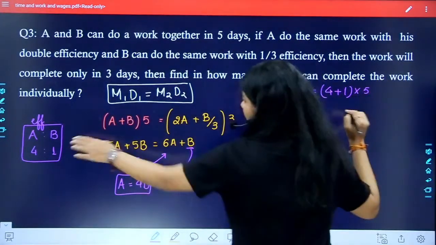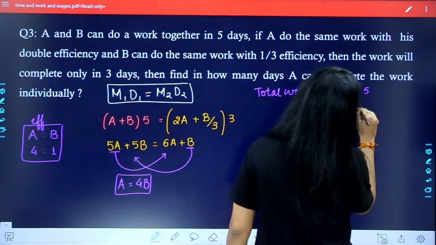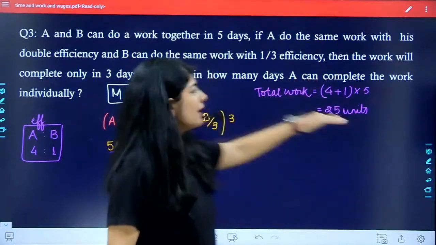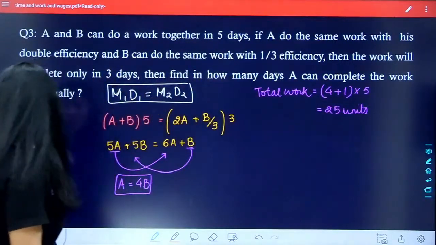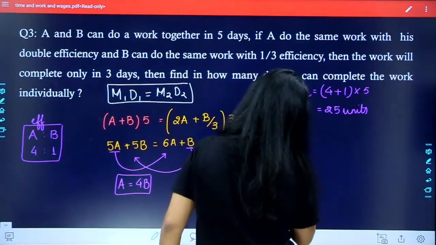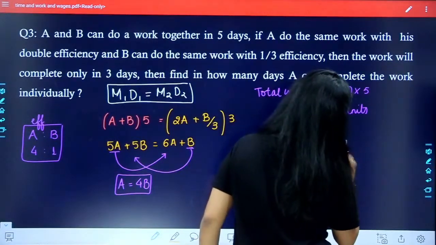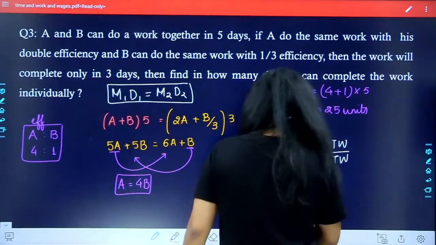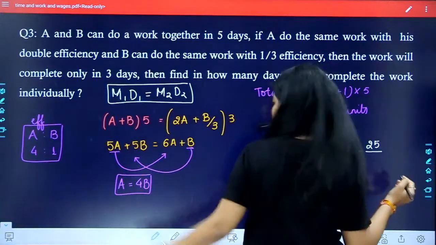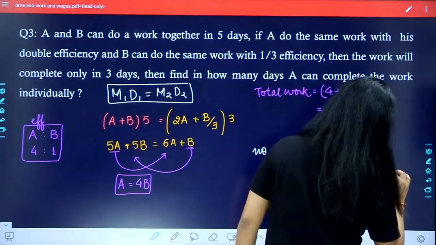I just simply put the values in this part and I am getting my total work as 25 units. Now this 25 units has to be done by A alone with the efficiency of 4, and to calculate the number of days, all we have to do is put in our formula: number of days is total work divided by total efficiency. Here I have my total work as 25 units, which is done by A alone with the efficiency of 4. So I am getting my answer as 6 1/4 days.